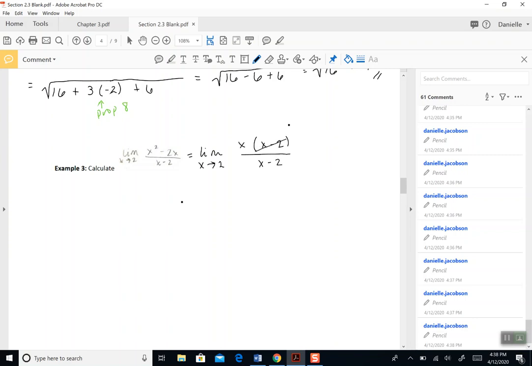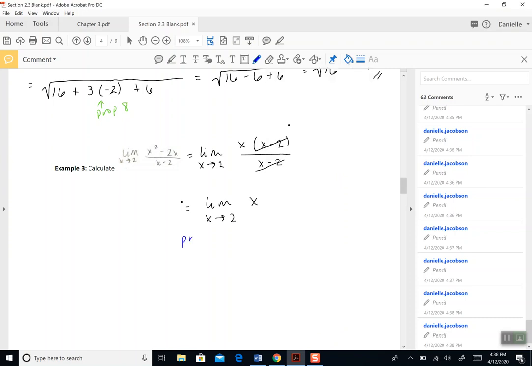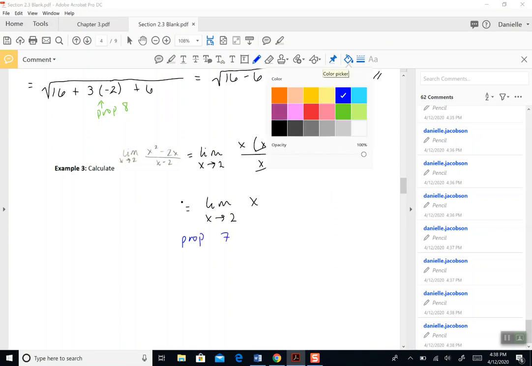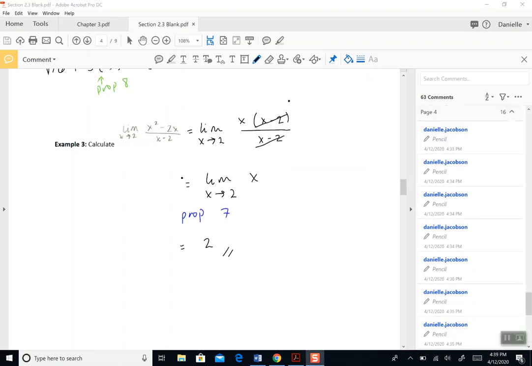Notice that the x minus 2 and the x minus 2 divide out to 1 here, so I'm left with the limit as x goes to 2 of x, and that's really nice, pretty gentle. We can just use one limit law property here, which is pleasant. So by property 7, we can run that 2 through to get 2. Okay, and that is actually by property 8, not property 7.